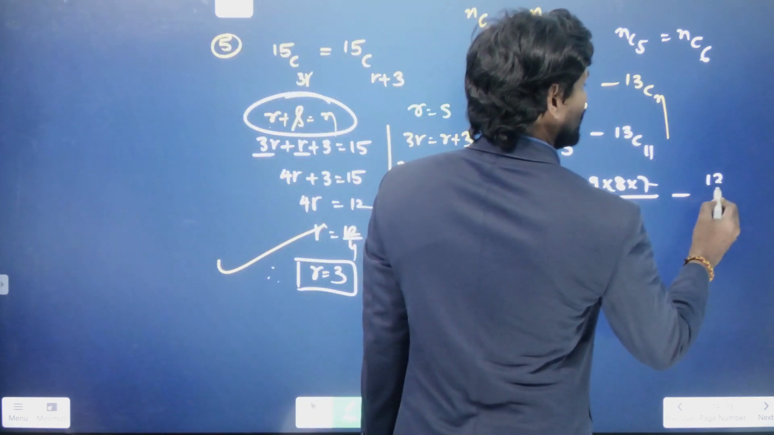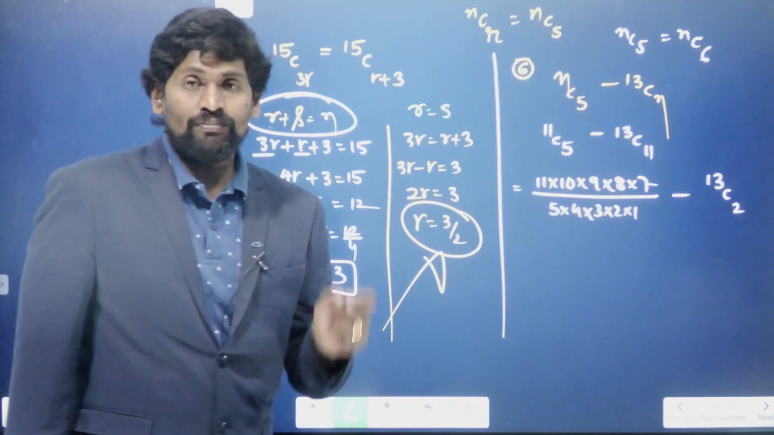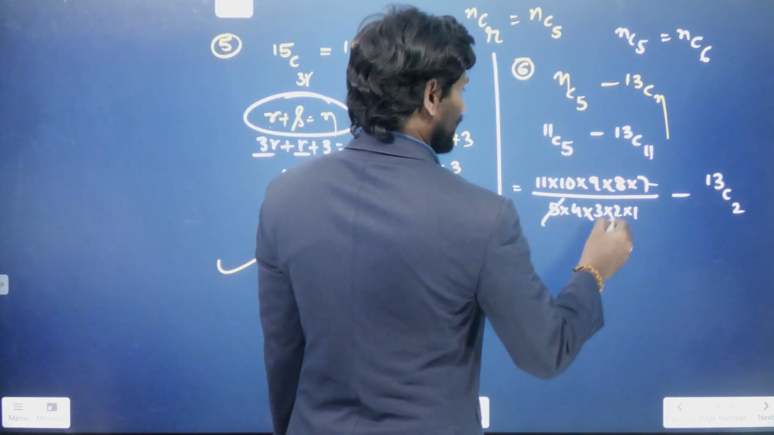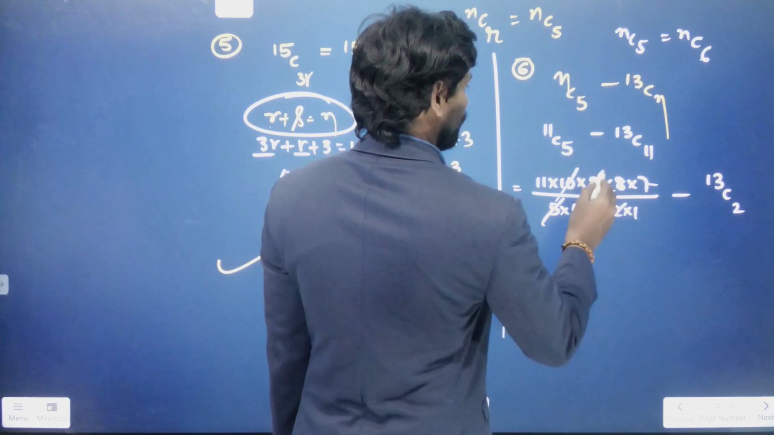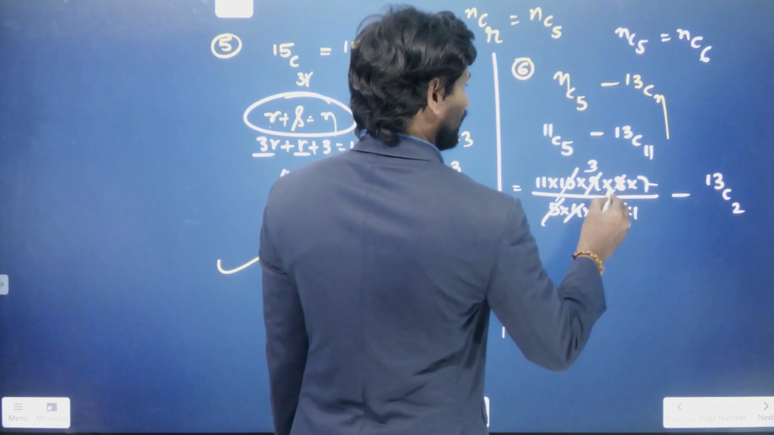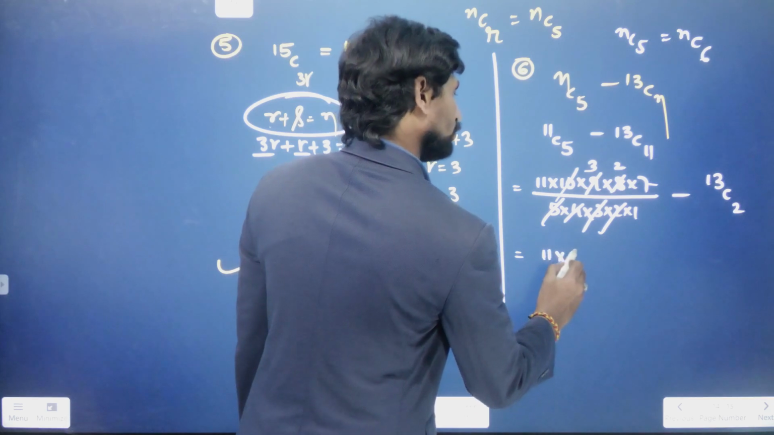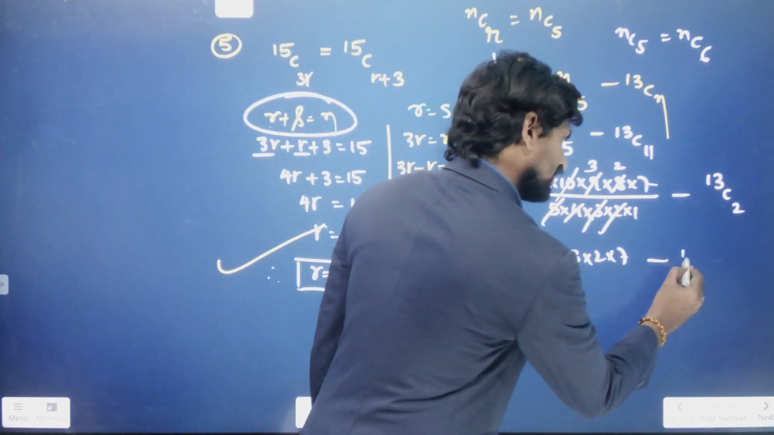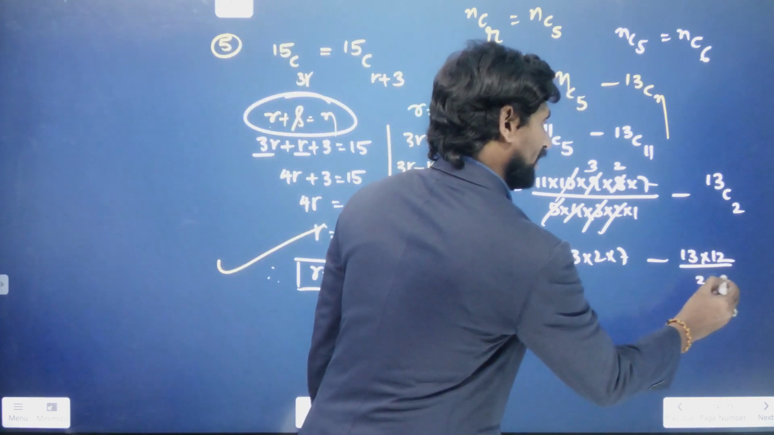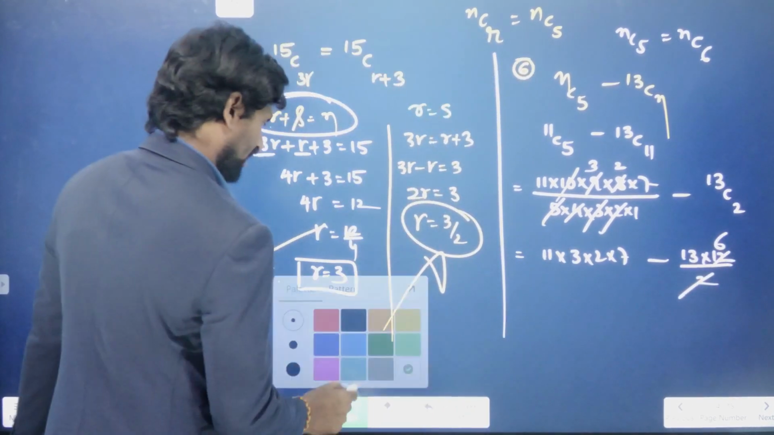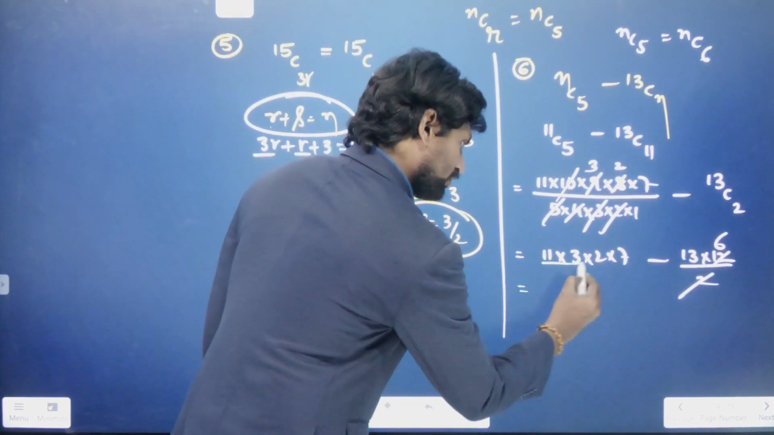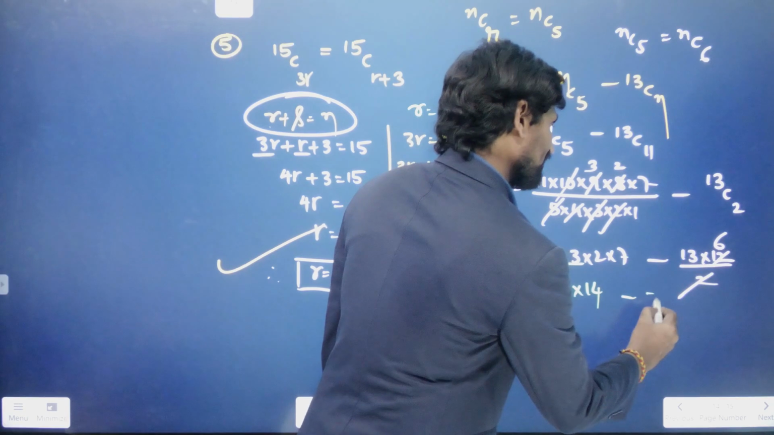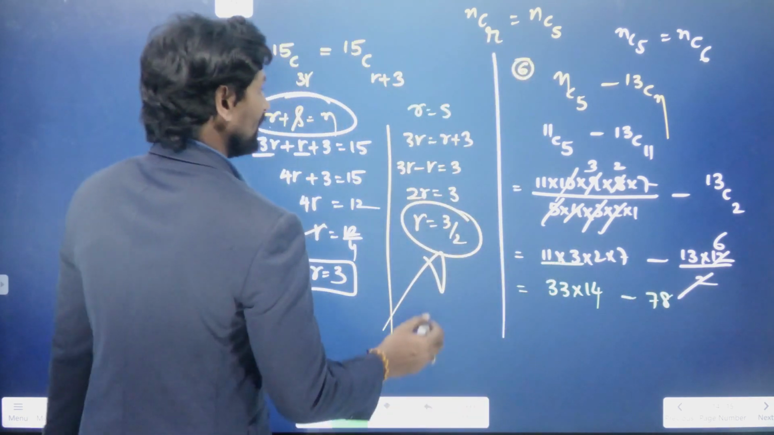13C11, we can write as 13C2 because of the formula NCR equals NC(N minus R). So from this, 5 and 10 cancel, 3 times 3 in 9 cancels, 4 times 2 in 8 cancels. The remaining is 11 into 3 into 2 into 7 minus 13C2. 13C2 is nothing but 13 into 12 by 2 into 1. Here 6 times cancel. Now 11 into 3 is 33, into 2 is 66, 7 times is 462, minus 13 times 6 is 78.